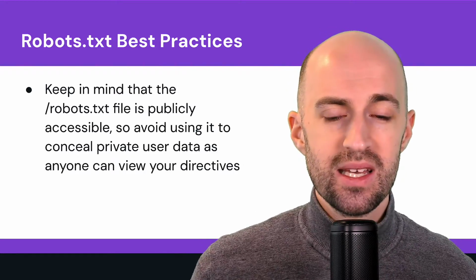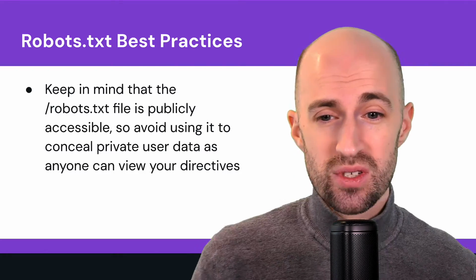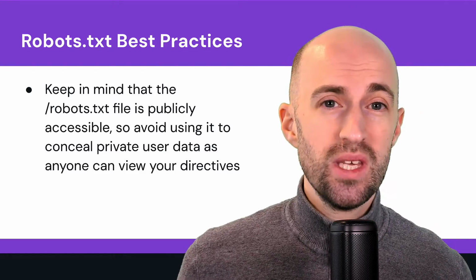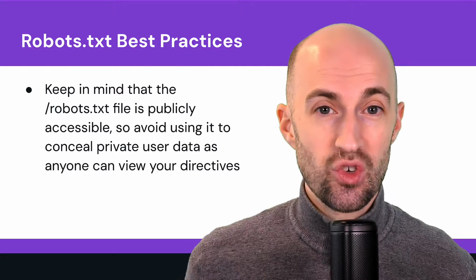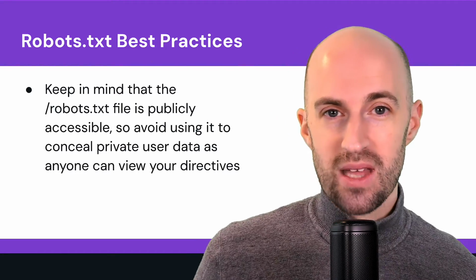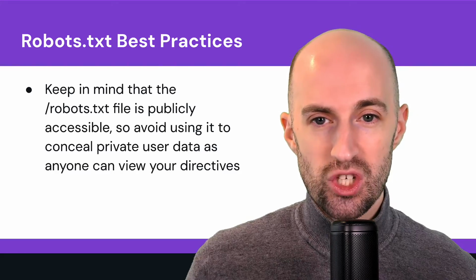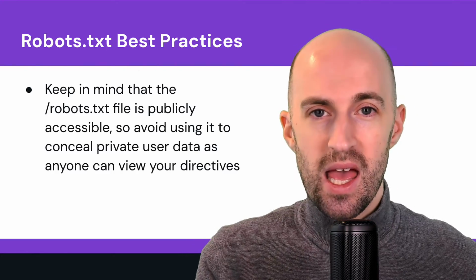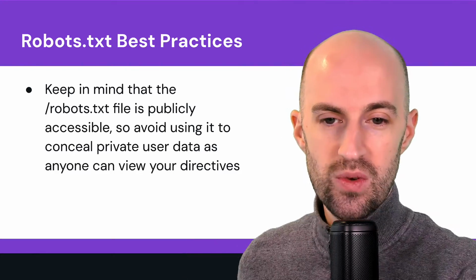So keep in mind that the robots.txt file is publicly accessible. So avoid using it to conceal any private user data, as anyone can view these directories and directives, and they can locate those different areas of your site. So just make sure you have additional security in place for those if you need to.